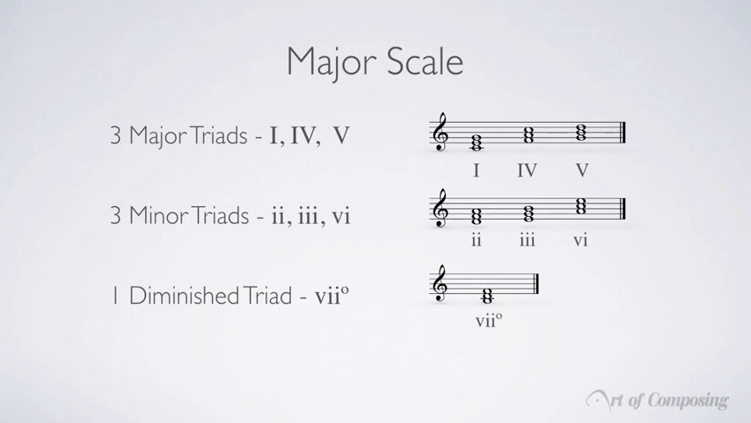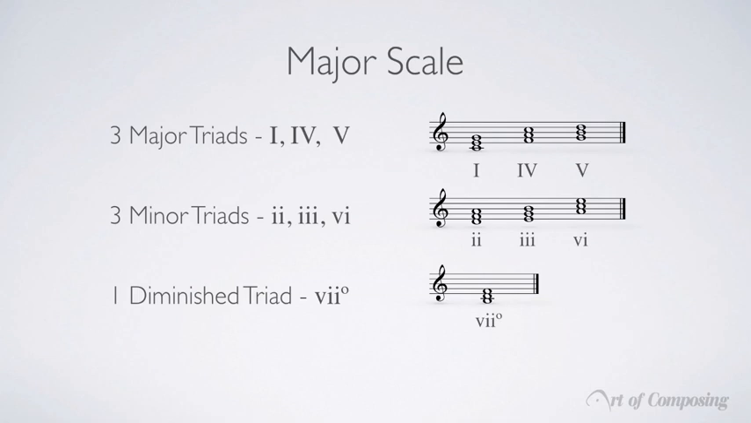There's also 3 minor triads. You got 2, you've got 3, you've got 6. And then there's 1 diminished triad, the 7. And then 7, of course, has that little degree symbol right at the top right of it. And that shows that it's diminished.